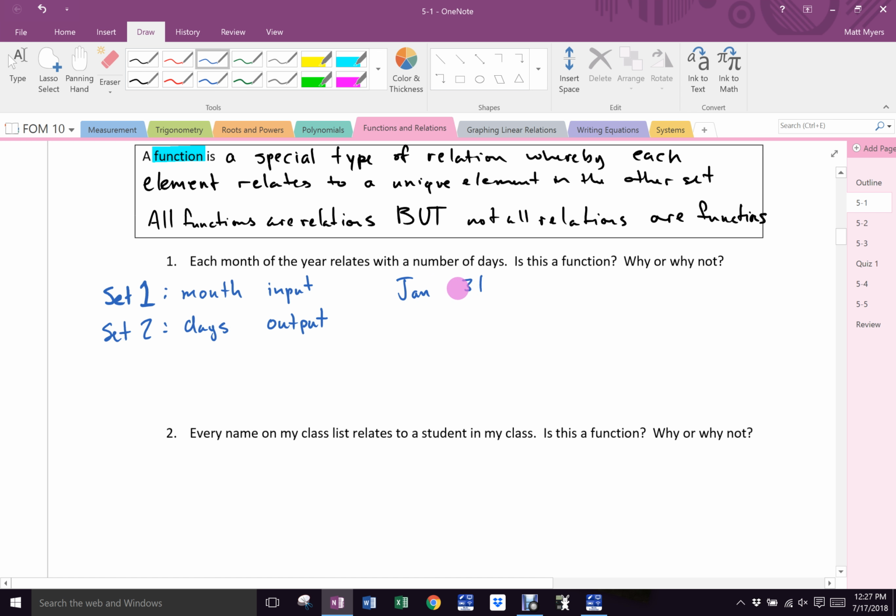What's the second month of the year? February. How many days in February? 28. What if it's 2016? 29. One input of February, how many outputs? 2. So is it a relation or is it a function? That is a relation. Because at the input of February, I get 2 outputs.